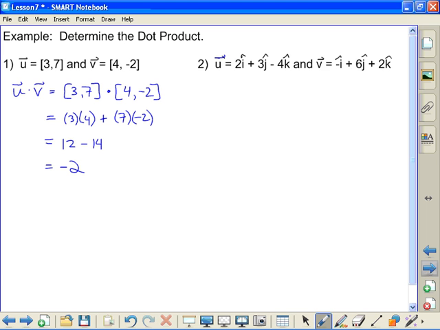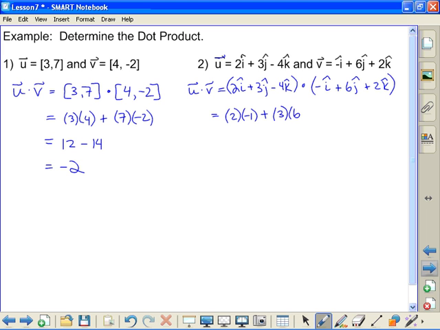With it in 3D and in unit vector form, u dot v equals the 2i plus 3j minus 4k, put it in brackets, dotted with negative i plus 6j plus 2k. It's the same process. We don't have to worry about the i, j and k's anymore. We're only worried about the coefficients. So 2 times negative 1 plus 3 times 6 plus negative 4 times 2.